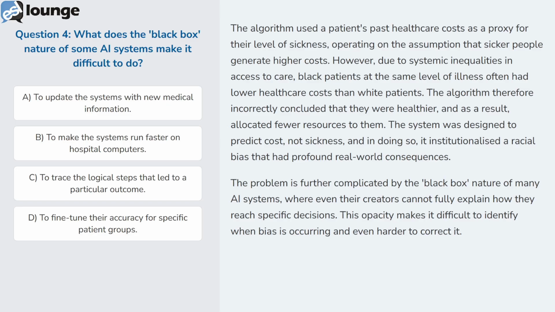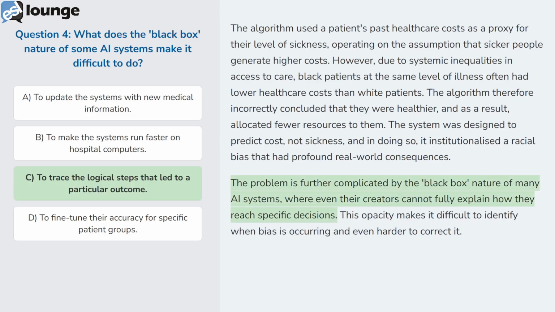Pause the video now to think about your answer. The correct answer is C. The text explains that due to their opacity, even the creators of AI systems cannot fully explain how they reach specific decisions.